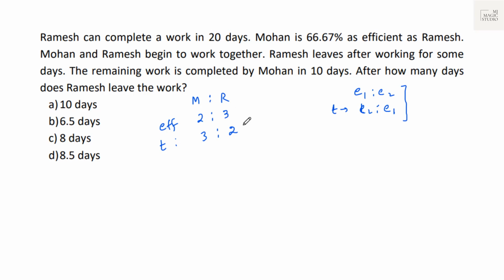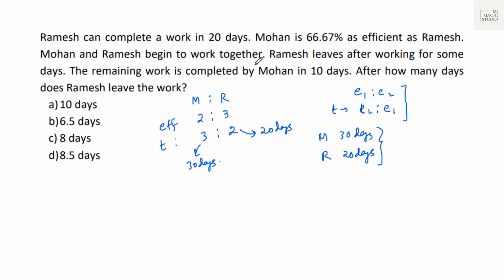Now it is given that Ramesh is taking 20 days. This 2 means 20 days, that means this 3 means 30 days. So now we have the time. Mohan will take 30 days to complete the work and Ramesh is taking 20 days to complete the work. Now we will see what is asked.